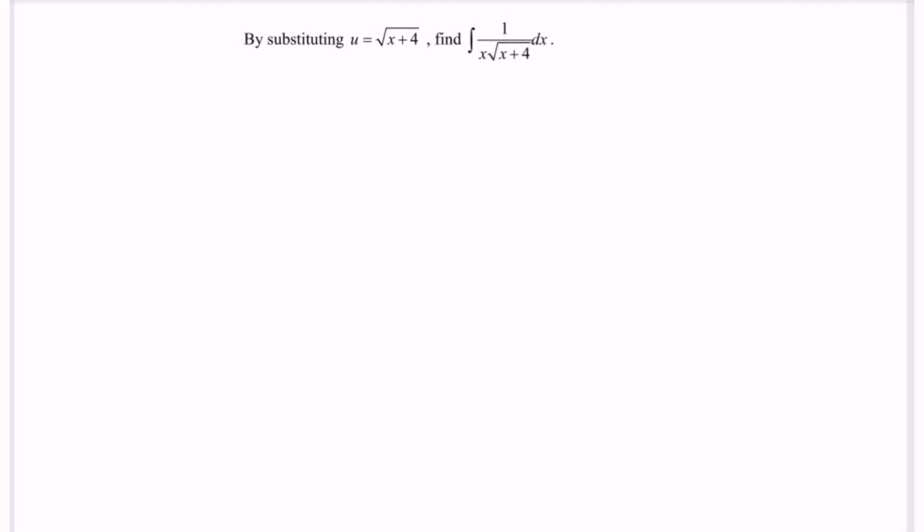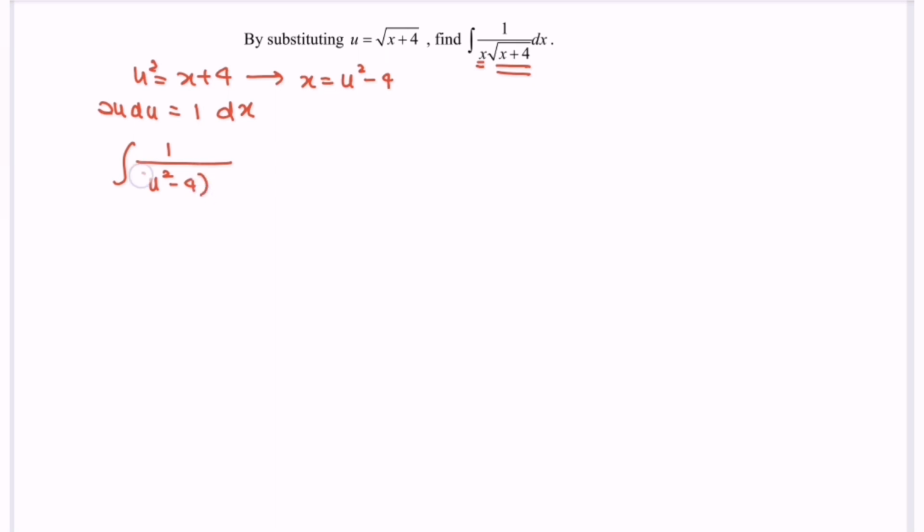Kindly refer to the next question. By substitution, we have u squared equals x plus 4. Kindly differentiate. So we have 2u du equals 1 dx. Kindly substitute the situation. Integrating, we have 1 over, for this part, x. So x equals u squared minus 4. So we have u squared minus 4. For this part, we have the function u. And for dx, we have 2u du.